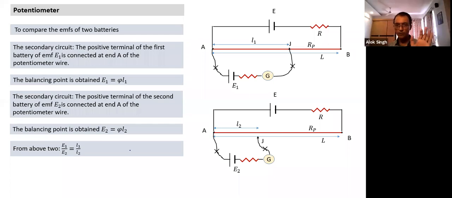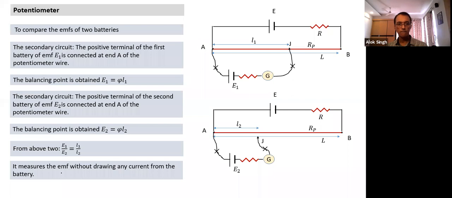Potential gradient and all, it is primary circuit, secondary circuit. The important point to understand is that when we obtain a balancing point, these two lead wires through which the primary circuit and secondary circuit are connected have zero current. If they have zero current, it means the potential difference between A and J is equal to the potential difference between these two points. That's an important point we need to make use of. And so we have done the comparison. It measures EMF without drawing current from the battery.